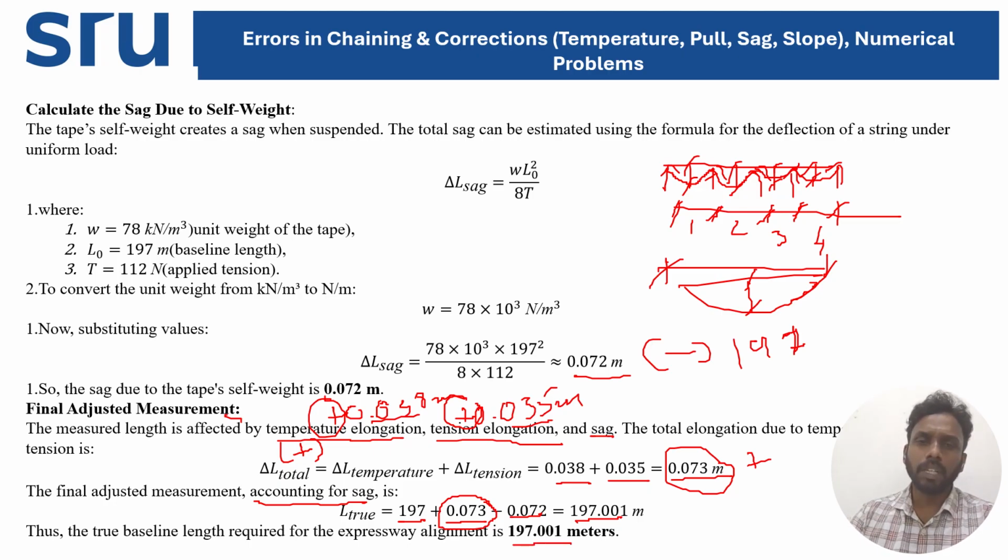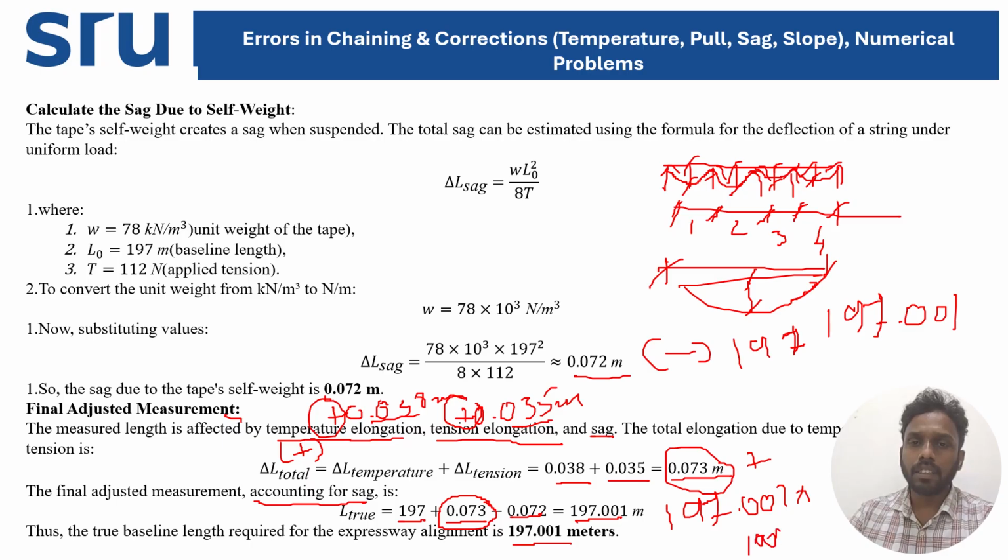You can see that it is only a minimal correction because your length is 197. Obviously, if we convert this to millimeters, 197.001 into 1000, the correction is only 1 mm. Okay, you can see that the correction is only 1 mm.